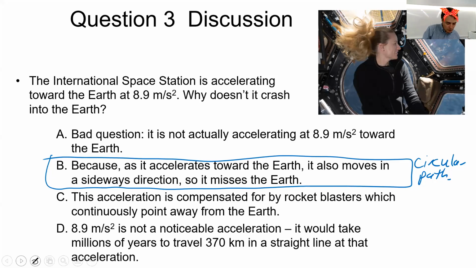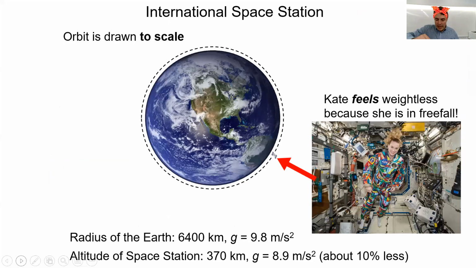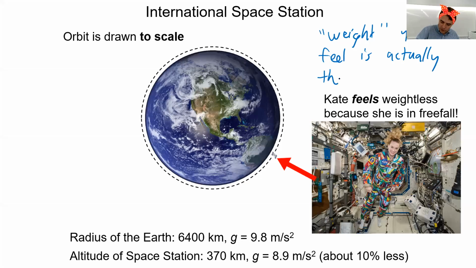Okay, so the orbit is drawn to scale. As you're going around, Kate feels weightless because she is in free fall. So the weight that you feel is actually the normal force. If you take away the normal force, you don't feel the weight. You really can't feel the gravity itself pulling down at you. What you feel is someone else pushing on you, like the surface of the floor pushing up on you. Okay.